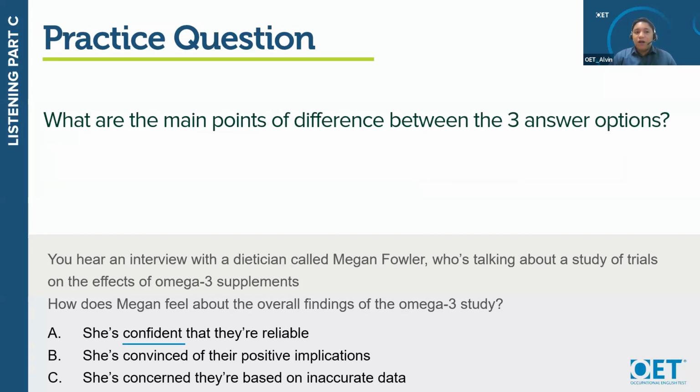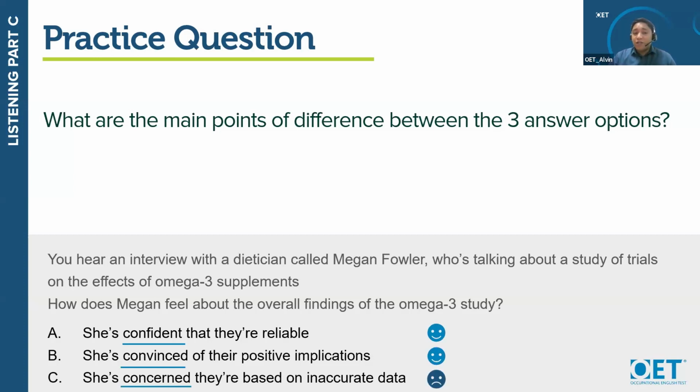So what are the main points of the difference between the three answer options? It's really important that in listening part C, you need to differentiate. What is the difference between A, B, and C? For example, you got here, she's confident that they're reliable. She's convinced of their positive implications. She's concerned they're based on inaccurate data. So you need to feel, is it positive or negative? For A and B, it's positive, confident and convinced. For letter C, it's negative, it's concerned about something, right?